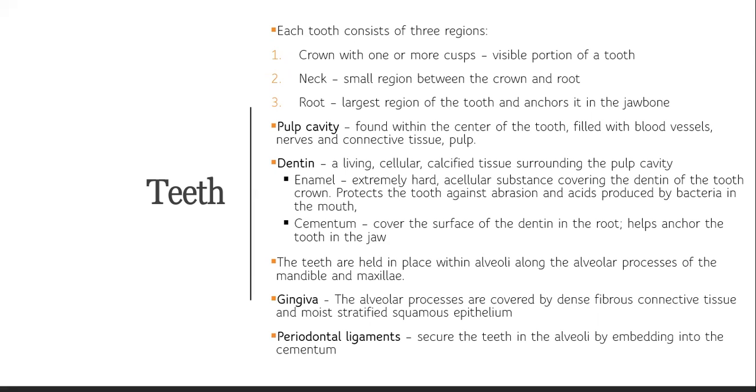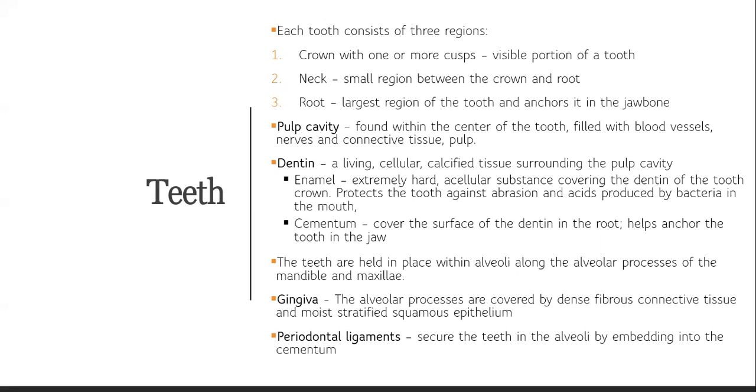While the pulp cavity is found within the center of the tooth and is filled with blood vessels, nerves, and connective tissue pulp, the dentine is a living cellular calcified tissue surrounding the pulp cavity. So there are two types of dentine: we have the enamel and cementum.